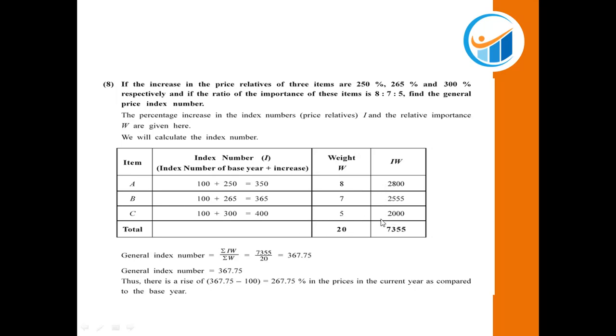So your total sigma IW will be 7355. So general index number by the formula sigma IW upon sigma W, 7355 divided by 20, you get the answer 367.75. So our general index number will be 367.75. Thus there is an increase of 267.75% in prices in the current year as compared to the base year.